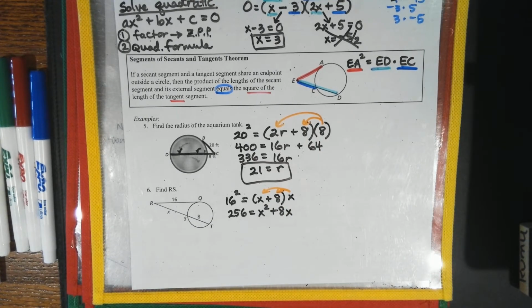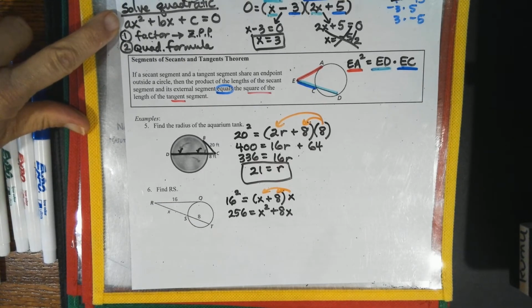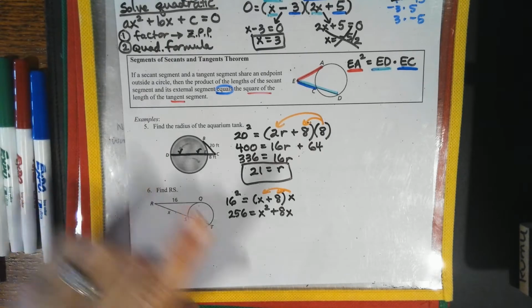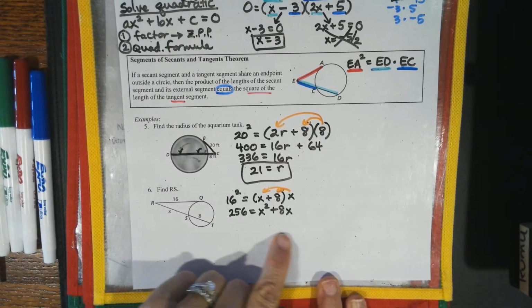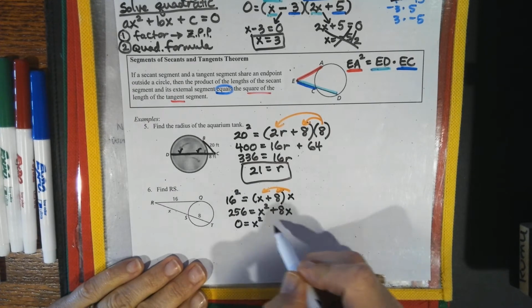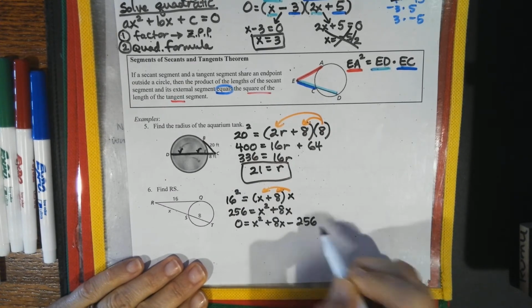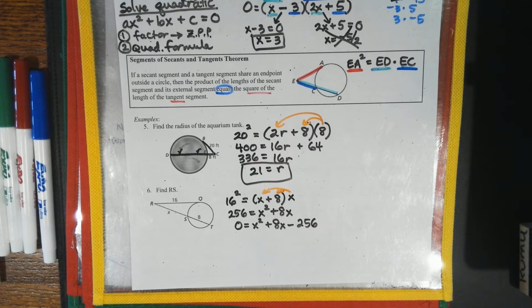So again, now I have a quadratic. I have to make it into this form here, ax squared plus bx plus c equals 0. So to make it equal to 0, I'm going to move the 256 over here.